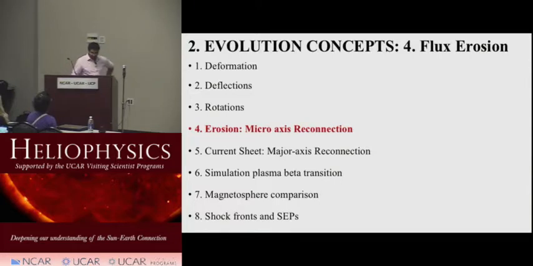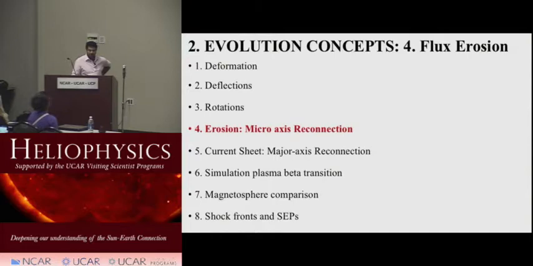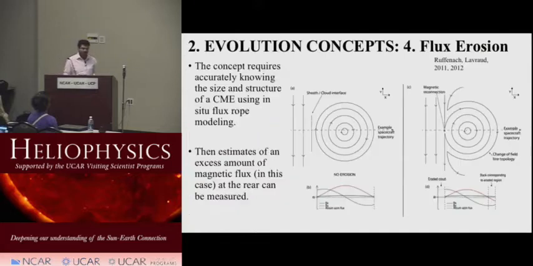Okay, and then we'll go to topic four. Reconnection. So I've got two topics here on reconnection, basically on different scale sizes. The first one, what it's really called in papers, is flux erosion. That's different to what we were talking about as flux erosion in terms of the initiation process; completely different.